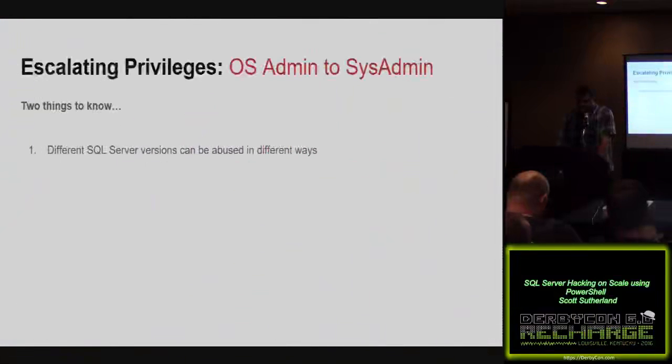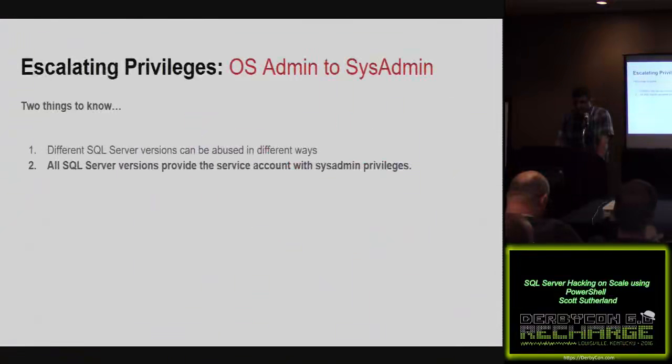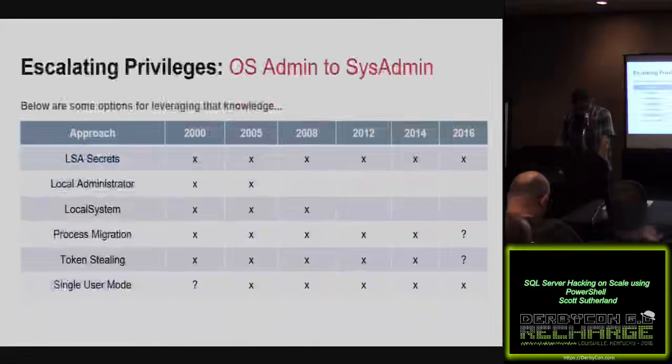So I think I have like 2 minutes left, so I'm going to rush through this. You can go from basic OS to sysadmin. There's a lot of ways to do it. If you're OS admin, you can dump the LSA secrets, and in older versions, you can just get it. You can do process migration, token stealing, single user mode.